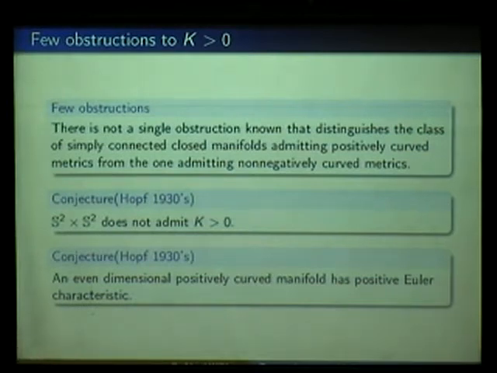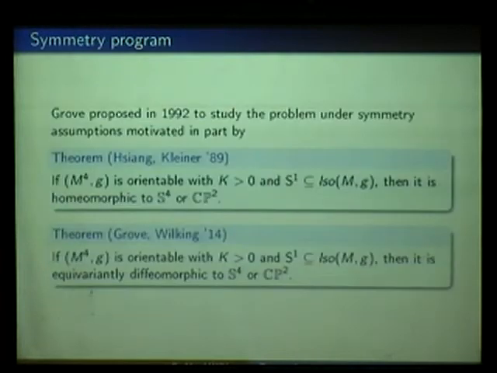So the first Hopf conjecture says S2 cross S2 shouldn't admit a metric of positive sectional curvature. And then there's a second Hopf conjecture which says that positively curved manifolds should have positive Euler characteristic in even dimensions. Right? So these are two of the oldest conjectures, and we will address them under some additional assumption later on. And so the whole talk fits into the so-called symmetry program, which was proposed by Grove in '92.